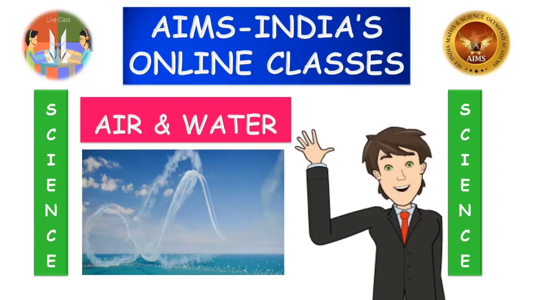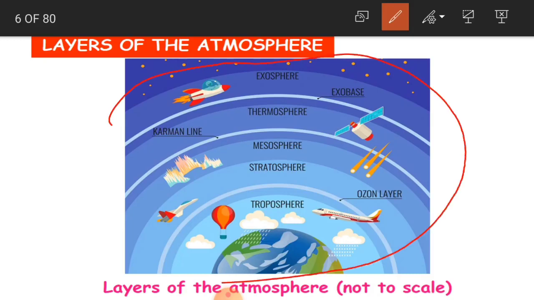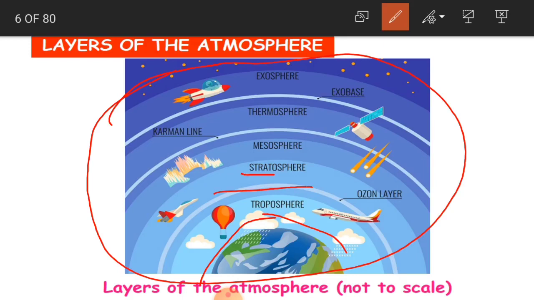Hello children. In the previous session, we learned that the earth is surrounded by the atmosphere, which has different layers. This is our planet earth, and it is surrounded with the atmosphere. It has five layers: troposphere, stratosphere, mesosphere, thermosphere, exosphere.